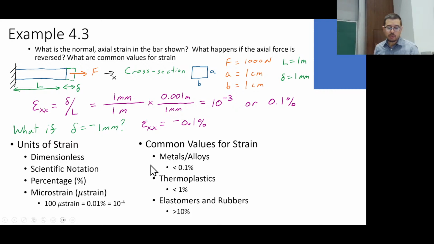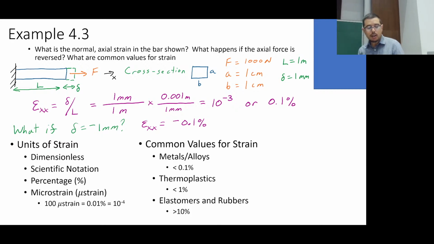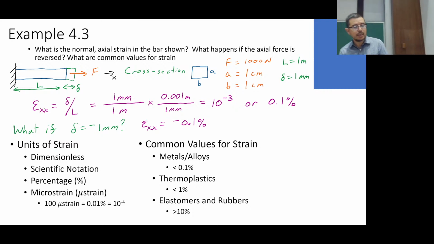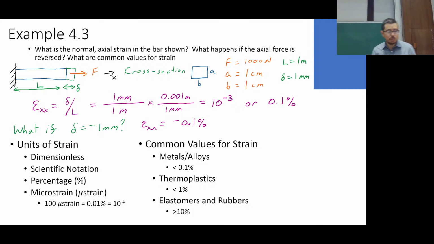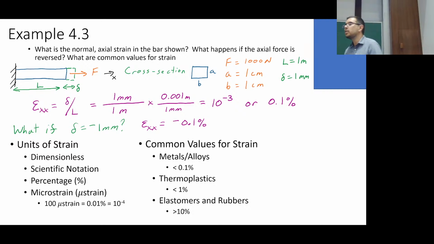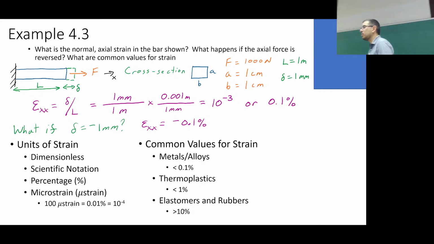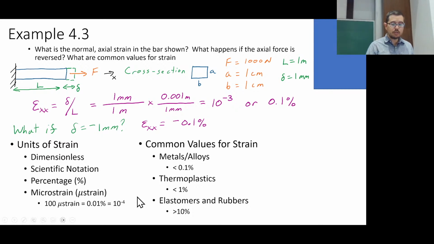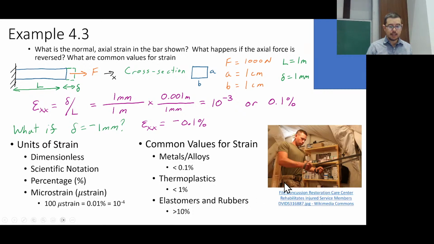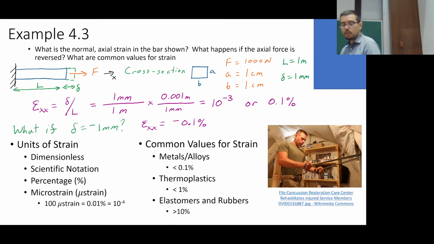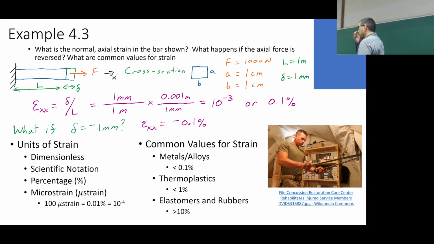And common values for strain: metal alloys are going to be less than 0.1%, thermoplastics less than 1%, and then the elastomers and the rubbers can be greater than 10%. So your rubber bands are going to be stretching a lot more than your thermoplastics or your metals or alloys.